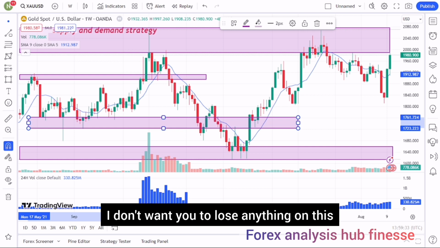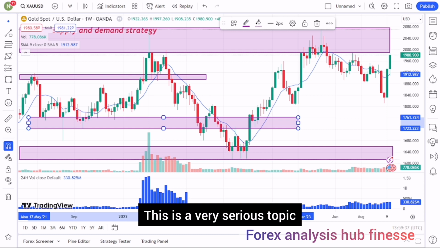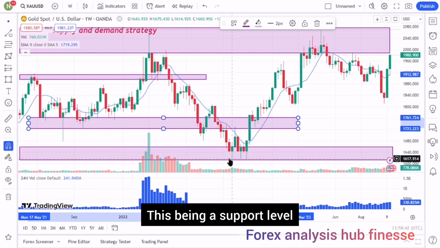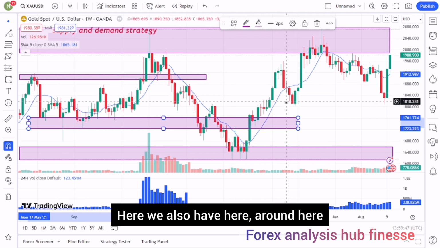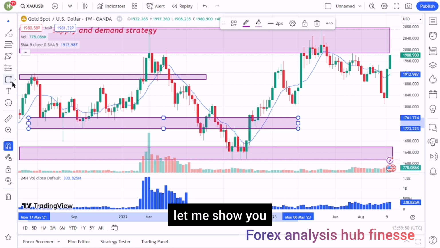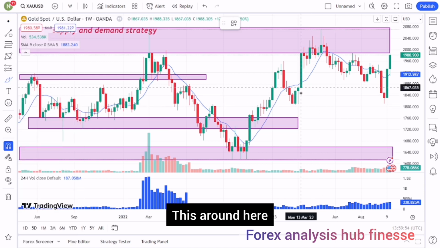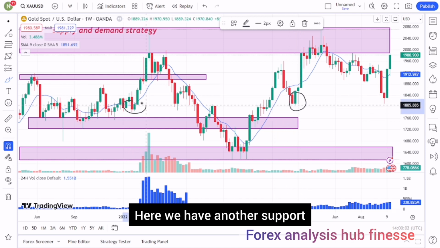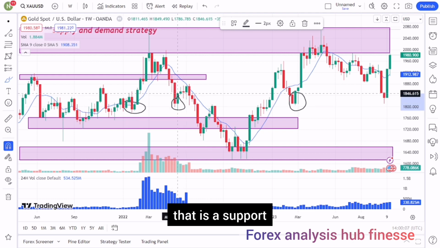I don't want you to lose anything on this topic. This is a very serious topic. Make sure you understand it. This being a support level, this is another support, this is a resistance, this is a resistance. Here we also have, around here, let me show you. Let me use another thing. You can use a brush. This around here, that is a support. Here we have another support. You see, the lowest place a trade went, that is a support.